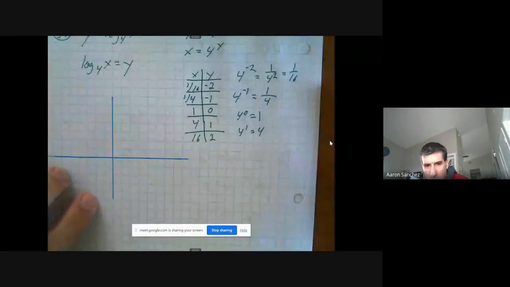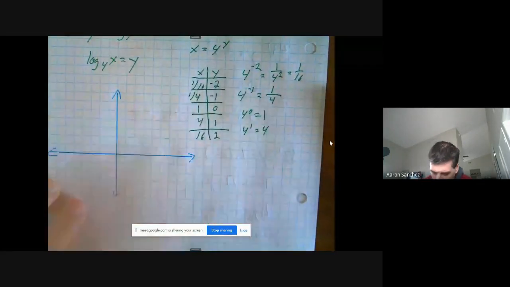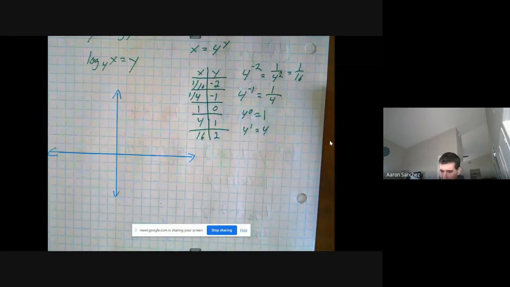Okay, so let's make our coordinate plane. You all make your coordinate plane with me. How are we doing on time? Almost out of here.